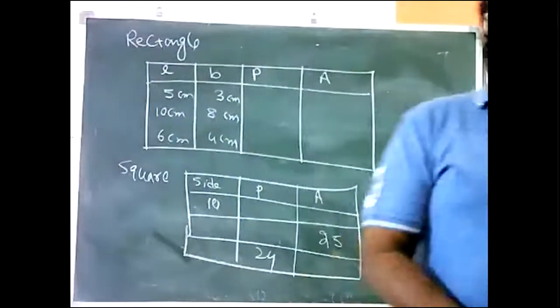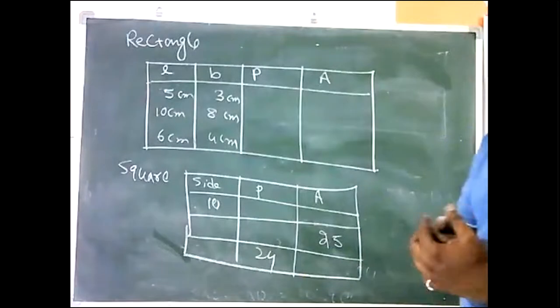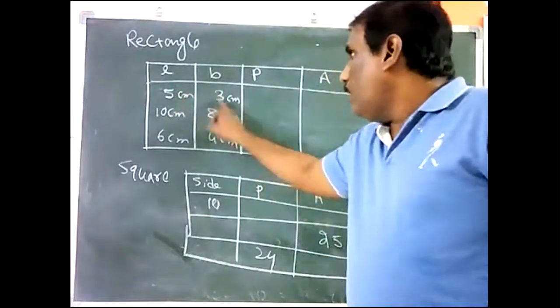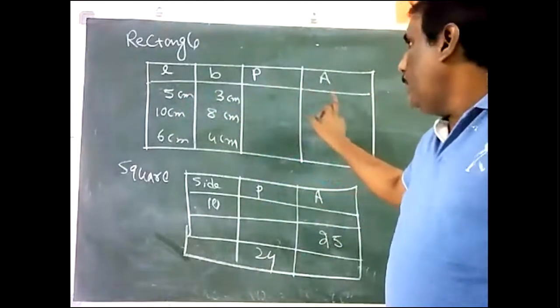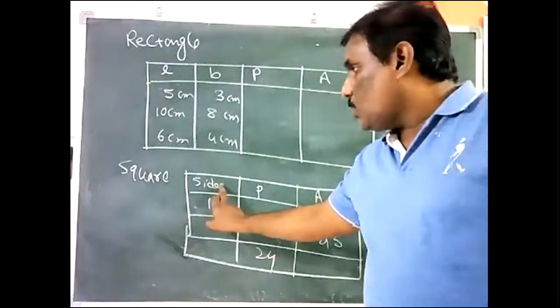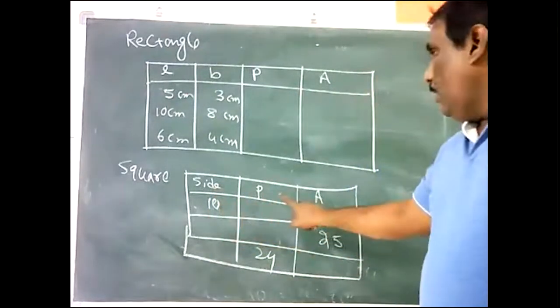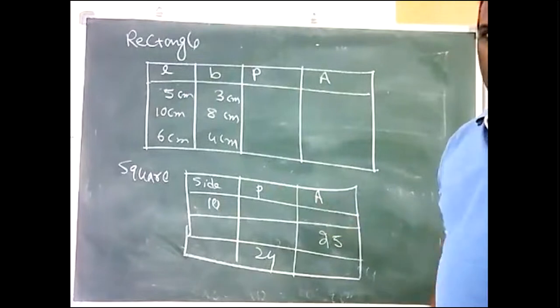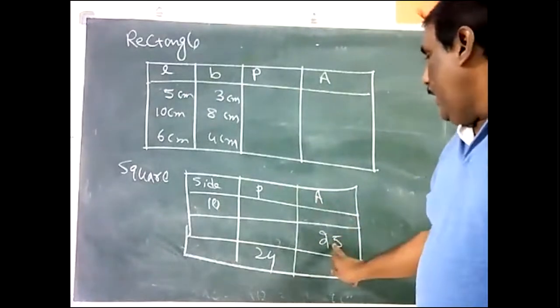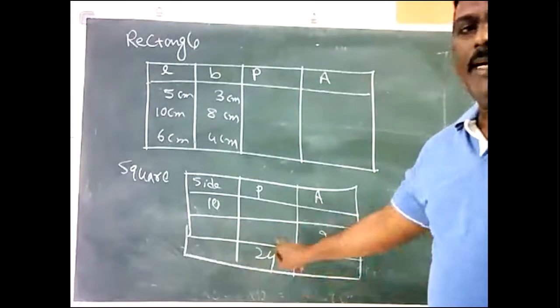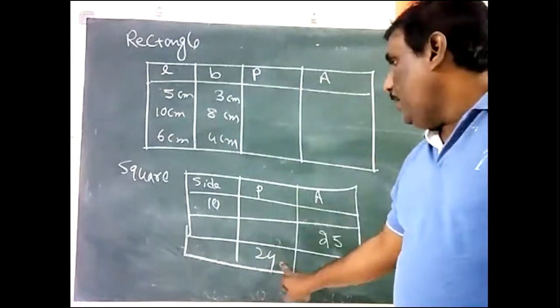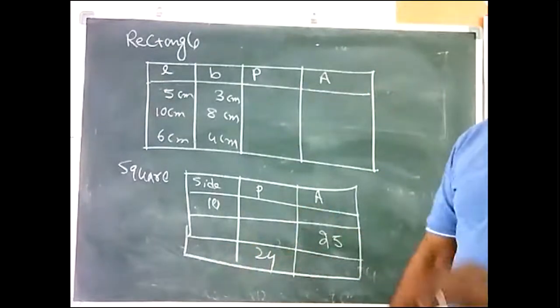So rectangle is given, square is given, length and breadth are given. Use the formula, get perimeter and area. Here square, side is given. Find the perimeter and area. Here area is given, you have to guess the side and perimeter. Here perimeter is given, find the side and area.